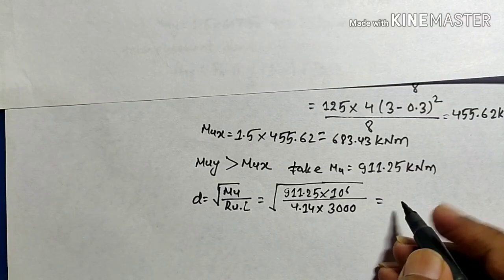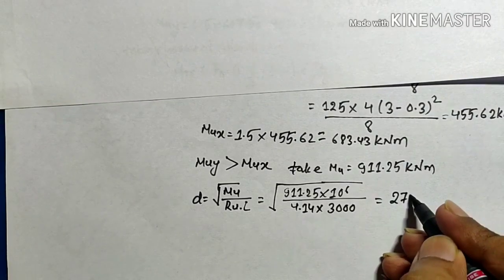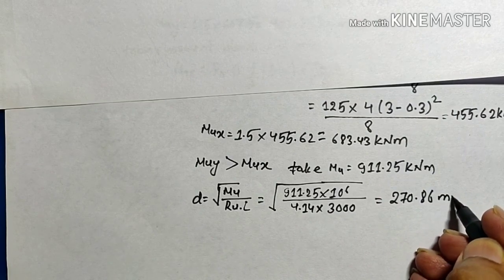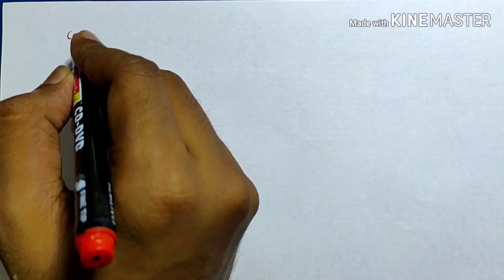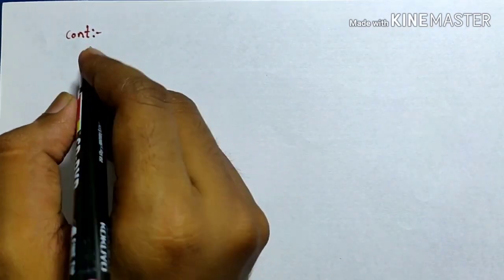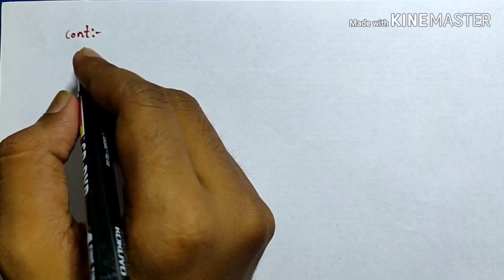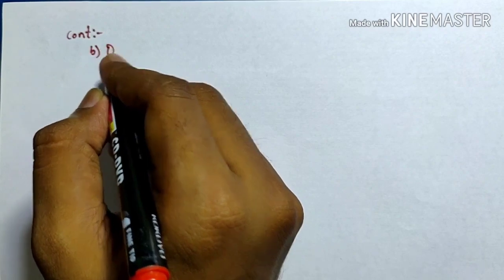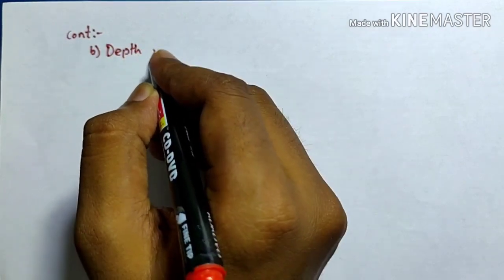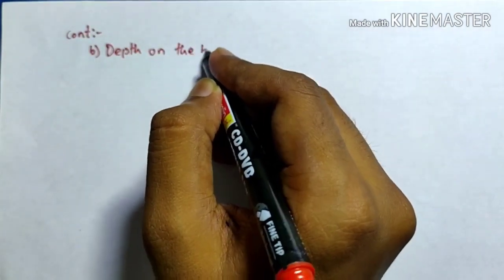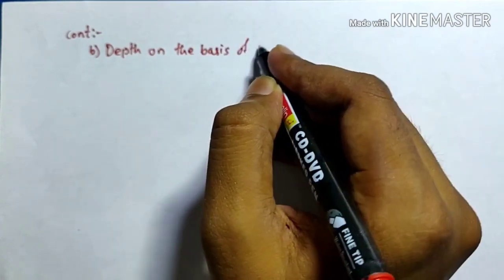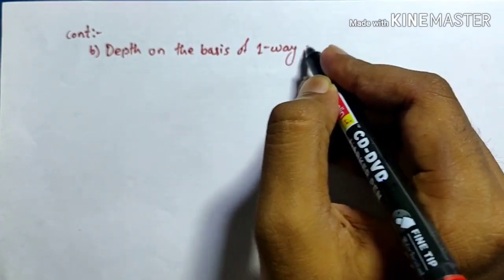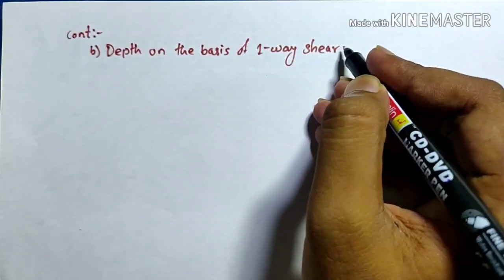So from here we will get the value of d equals 270.86 millimeter. And here step 3 continues, and this time we will be finding the depth on the basis of one-way shear. So write it down here, depth on the basis of one-way shear, which is also known as beam shear, and I have shown you here.